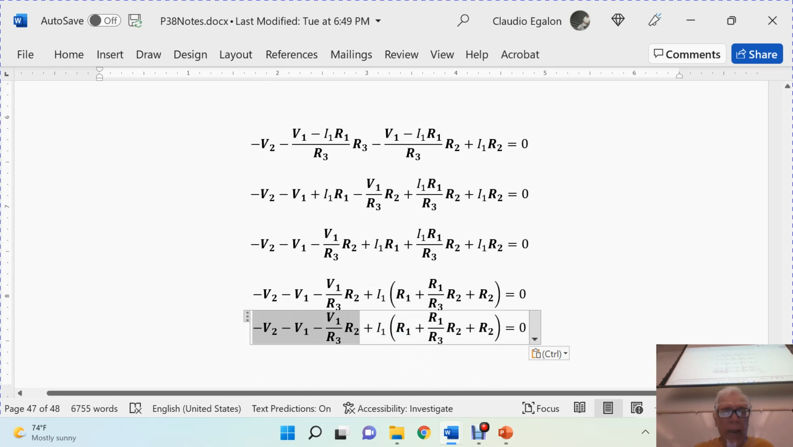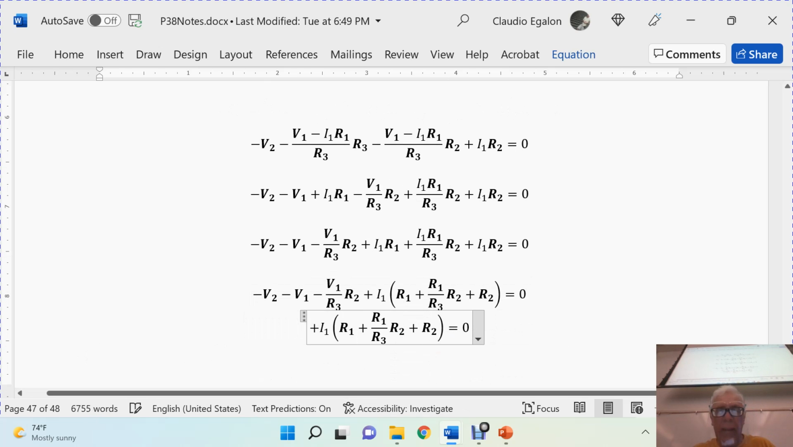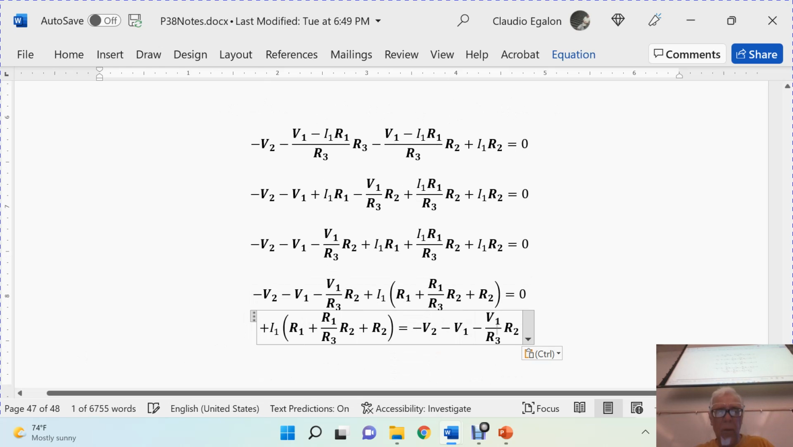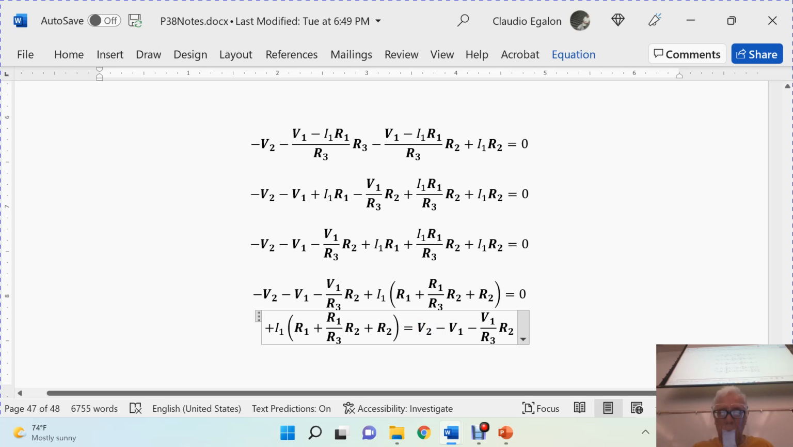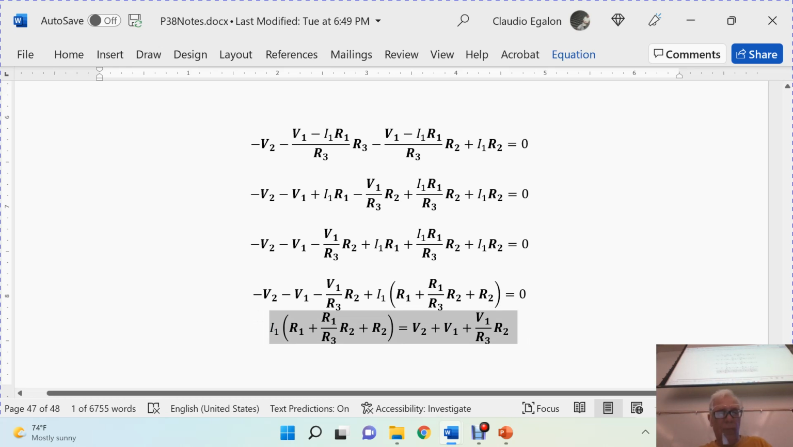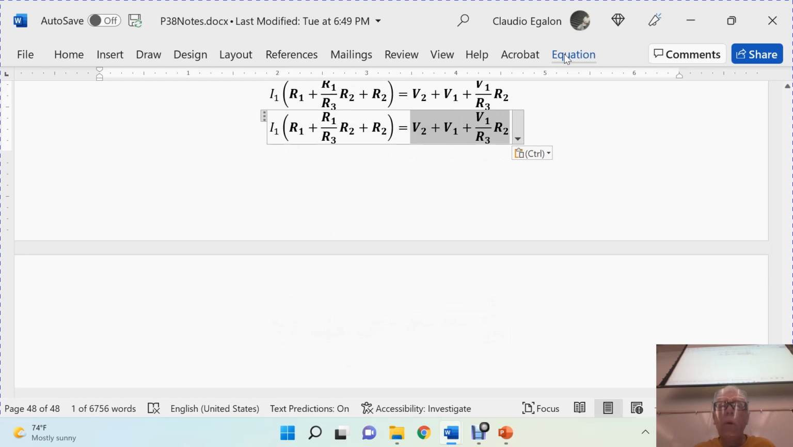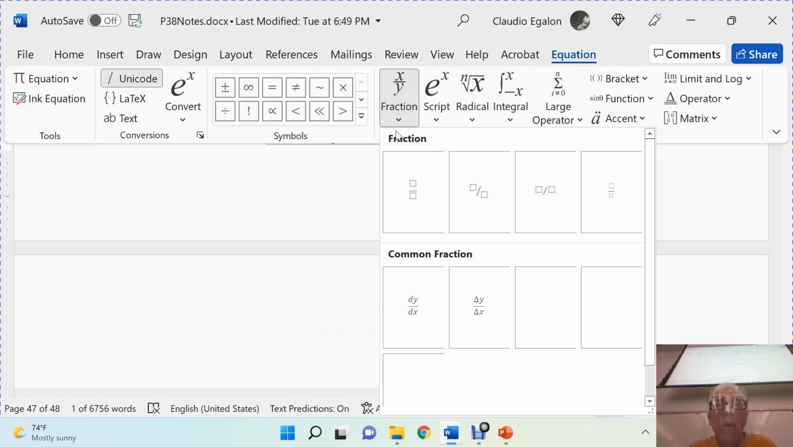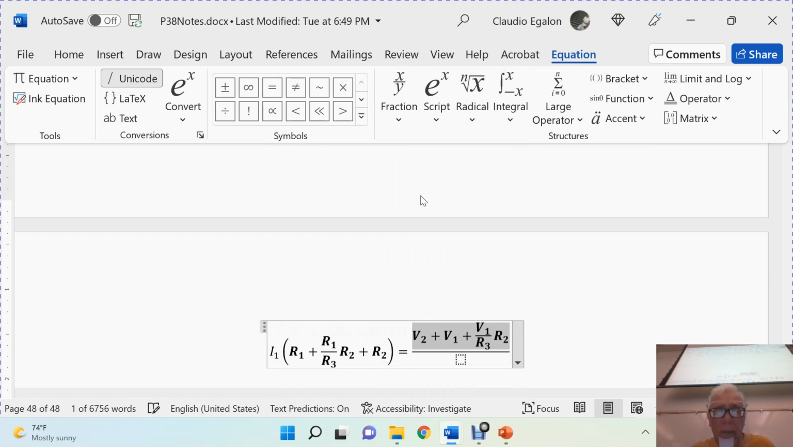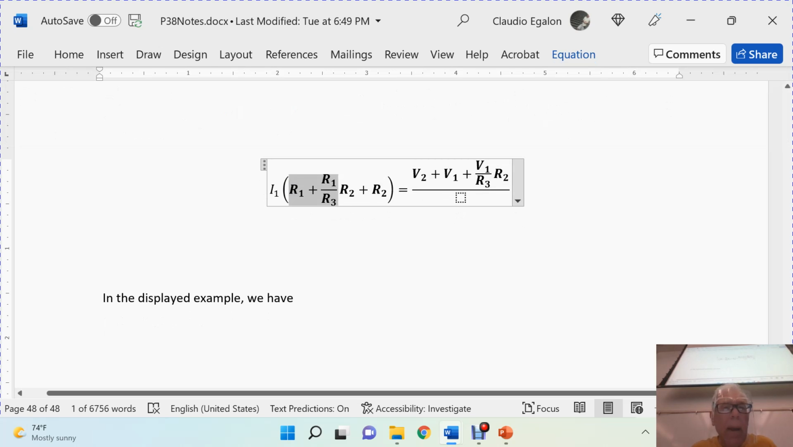We can leave it this way, and now we solve it for I1. This guy that's on the left side goes to the right side and changes signs. Okay, whatever is on the left side goes to the right side. And we finally get the result for I1. Hopefully I didn't make any mistakes. It's looking a little bit complicated, but I don't see where I did any mistake.